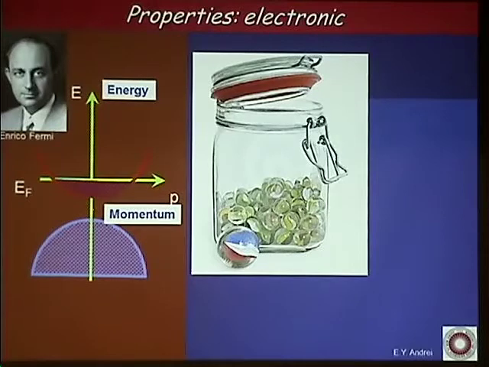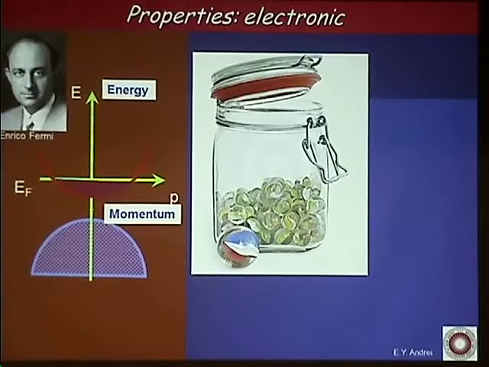The shape of the jar is determined by what material you work on, by the atoms that the material is made of, by the crystallographic structure. And once you finish filling up your jar, you close it, and the next electron has to go to a second jar. So this is illustrated here.